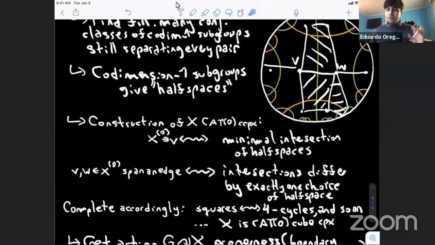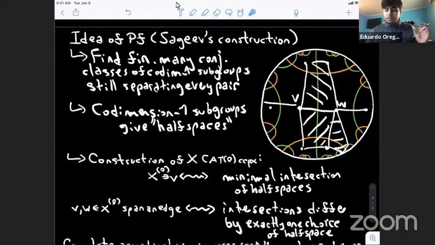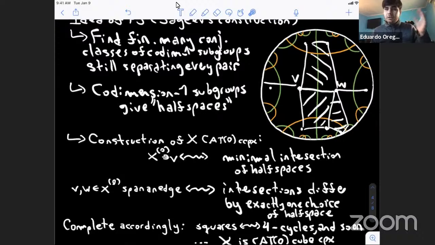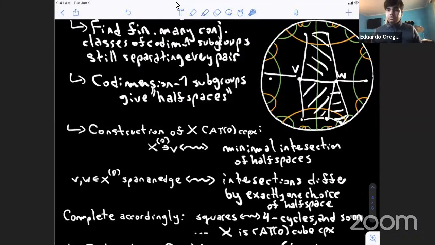Okay, so just a summary of what we do for Sageev's construction. We have codimension one subgroups. These codimension one subgroups, up to some choices, determine half spaces, and we want to consider vertices of our cube complex as intersections of half spaces, more or less. The formal construction is not related to this, it's related to some notion of ultrafilters, but this is the idea we want to express. And then, if there's just one difference in the choices of half spaces, then these two vertices are joined by an edge, and then we complete.